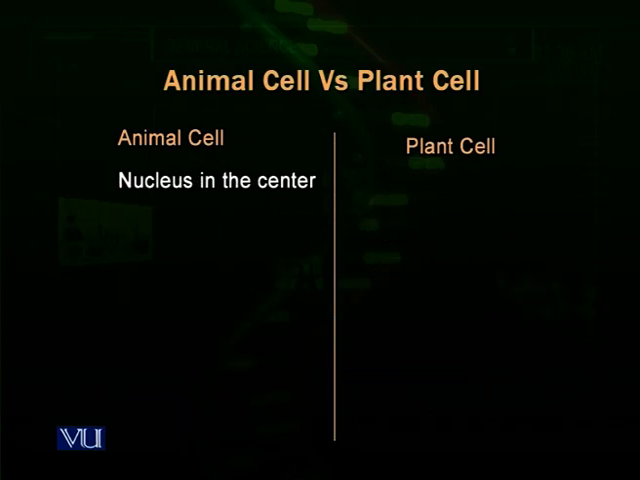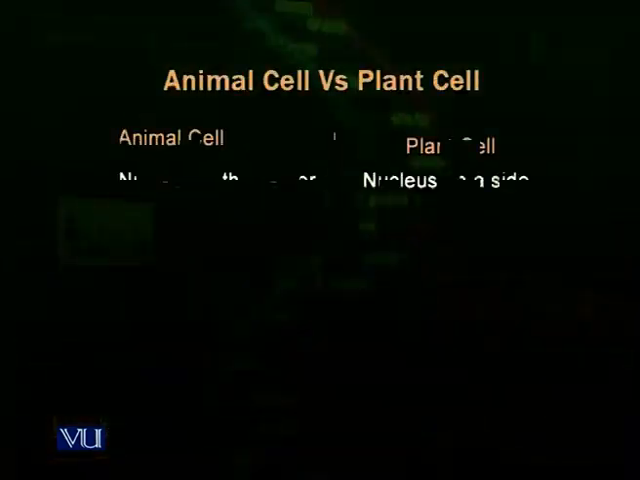The animal cells have their nucleus present almost in the center. In the plant cells, in contrast, they have their nucleus, in mature cells particularly, on the side of the cell because of the presence of a very large vacuole. The nucleus is put aside and is not present in the center. So this is another difference, and that difference is due to the presence of the large vacuole inside the plant.